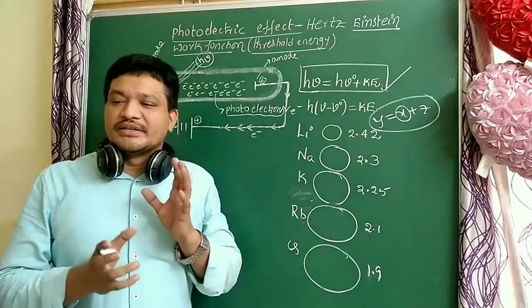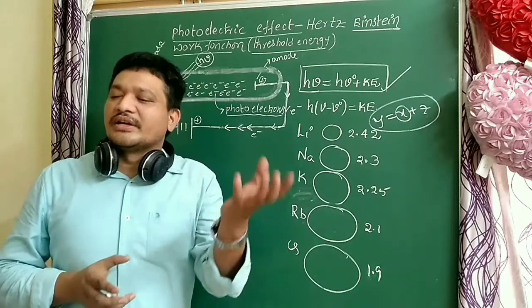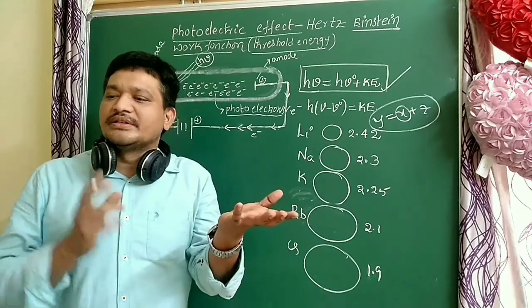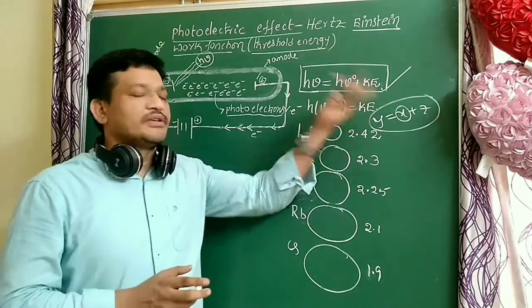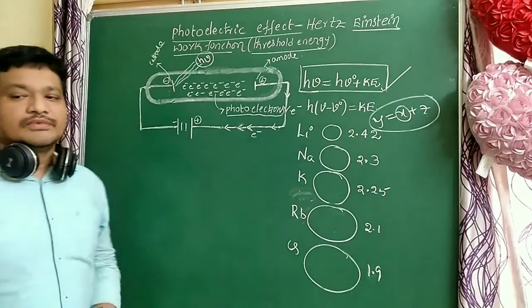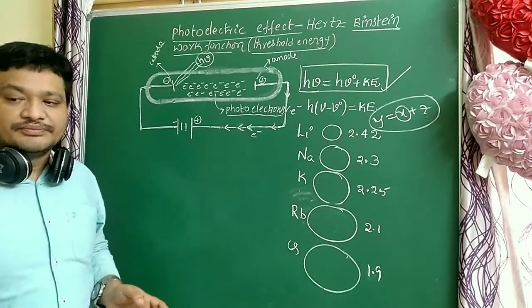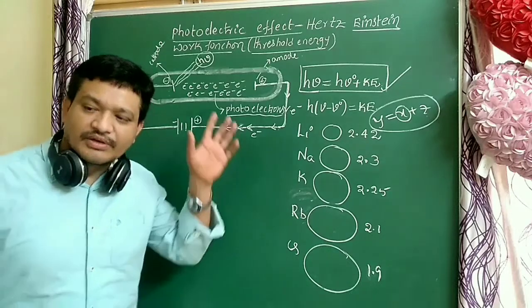So light energy is given, threshold energy is given, you have to calculate the kinetic energy. Is it easy or not? Easy. Simple formula is there. So is it correct, students? Okay. Is it clear? Okay, very good.